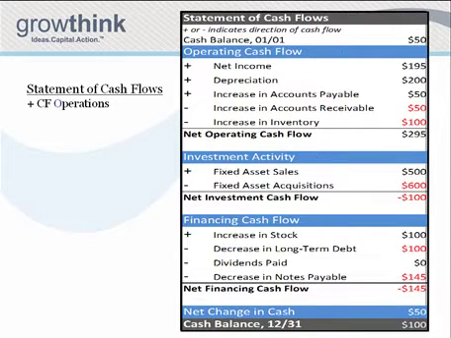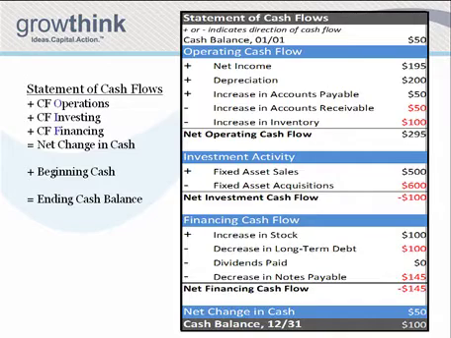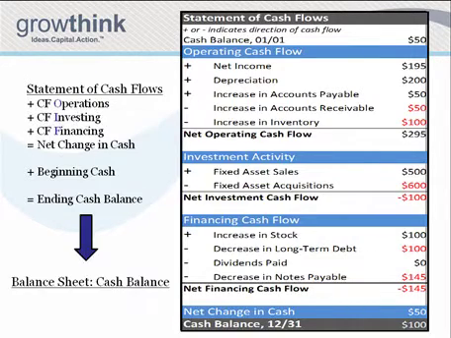So once again, walking through the calculation, we're starting with our initial balance. We're adding our cash flow from operations. We're adding our cash flow from investing. We're adding our cash flow from financing, and this gives us our net change in cash. Once again, we're adding that to our beginning balance. It gets us to our ending cash balance, and this is going to flow to our balance sheet. This shows exactly how much cash we have at the end of the period, which goes directly onto our balance sheet.